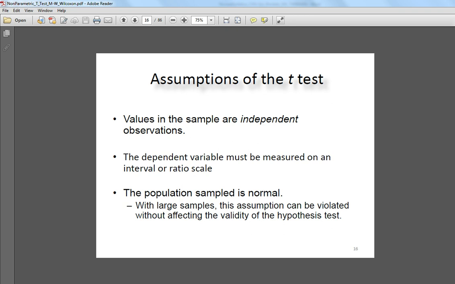The third assumption of the t-test is that the population sampled is normal. The researcher has to assume that the population from which you draw your sample has a normal distribution. With a large sample, though, this assumption can be violated, because as you increase the sample size, the variance gets smaller and smaller, and the population mean tends to become similar to the sample mean, and that is a violation of the t-test assumption.